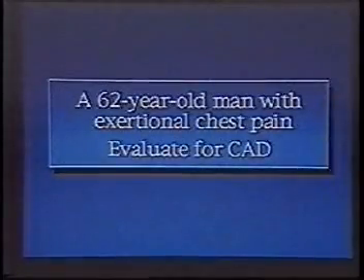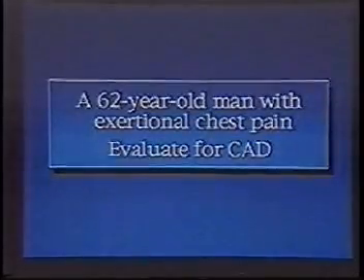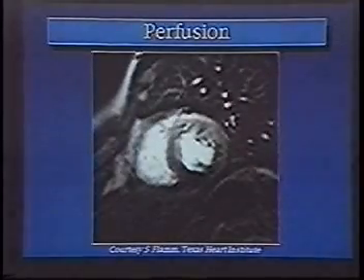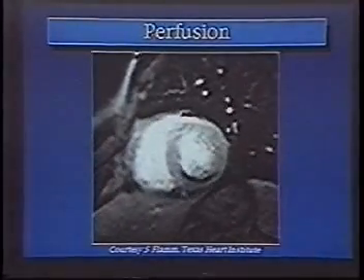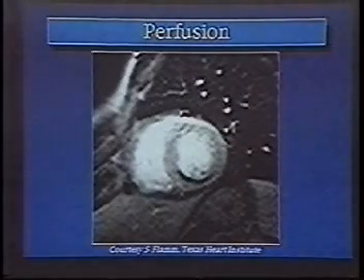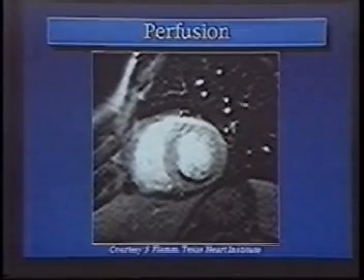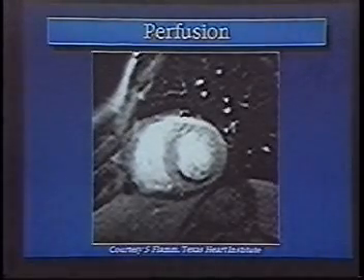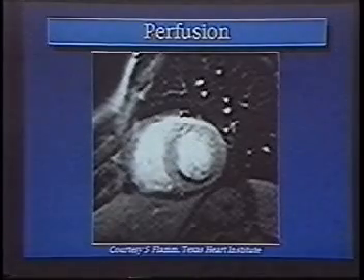Okay. Next patient, a 62-year-old man with exertional chest pain. Evaluate for coronary artery disease. Okay, so what do we see here? This is a first pass study. So in other words, what we're doing is injecting gadolinium, and we're getting multiple images, one after the other. And normally what should happen is that the myocardium should enhance like this. This is the LV, this is the RV in short axis. Let me play that again.